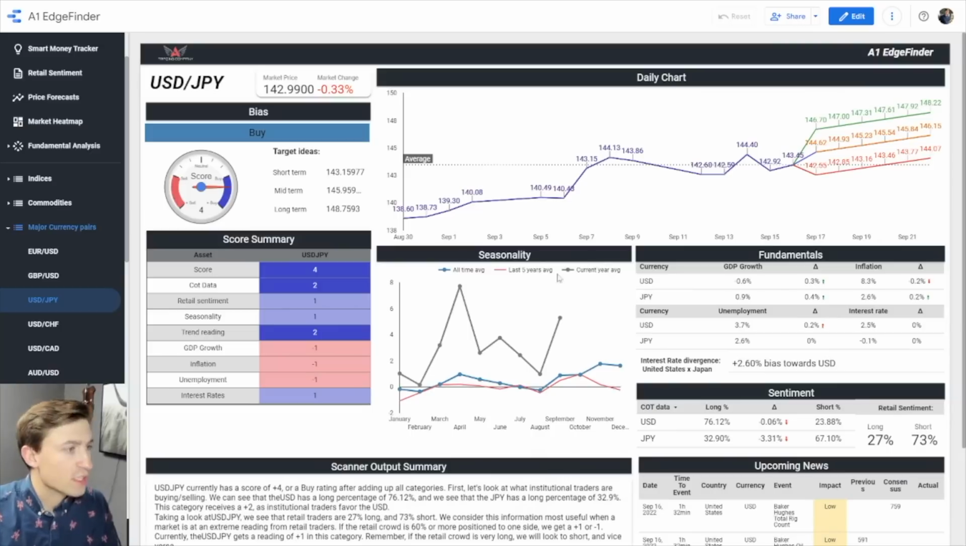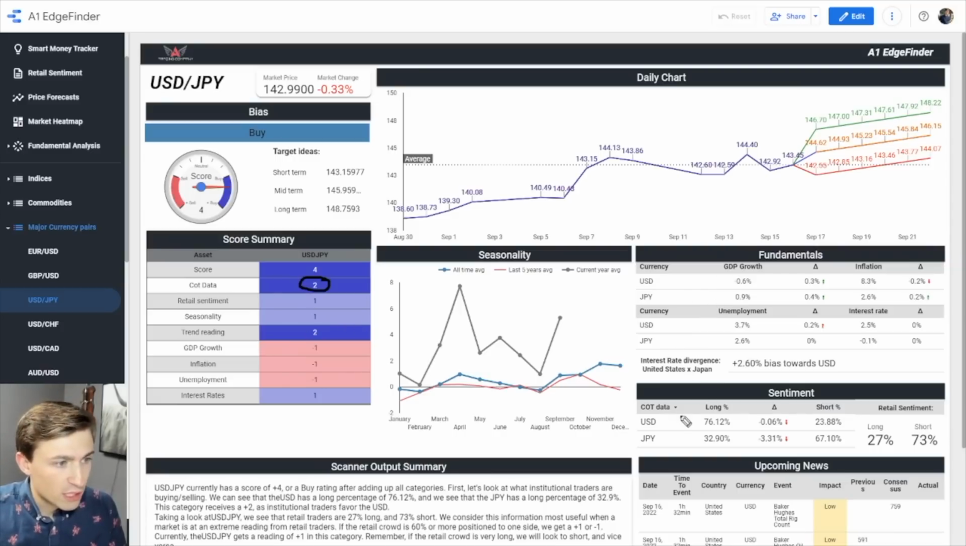If we take a look at the Edge Finder, what you'll notice is that we get a total score of 4 when looking at USD JPY. And scanning across here, we can go through a quick reading. The COT data, which is the Commitment of Traders report, published by the CFTC, shows the futures positions held by hedge funds, banks, and major players in the markets.